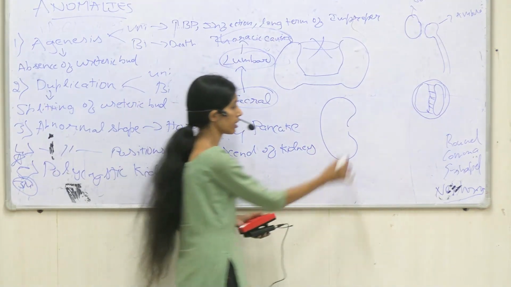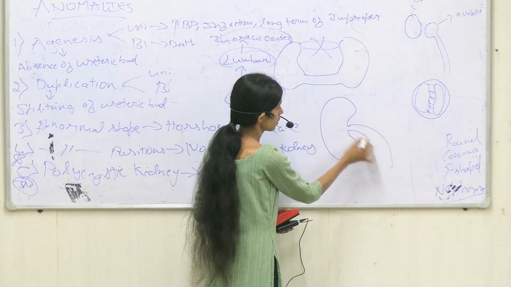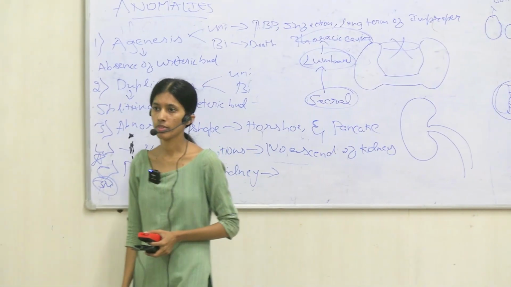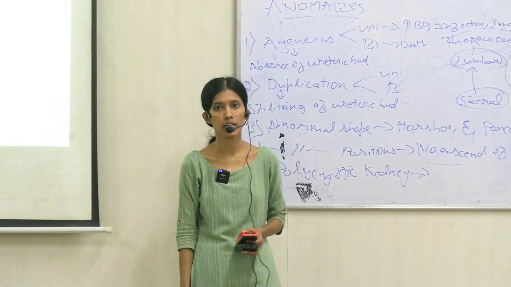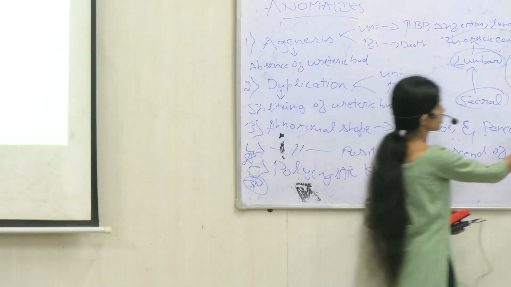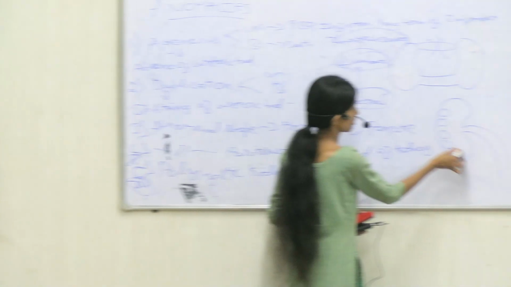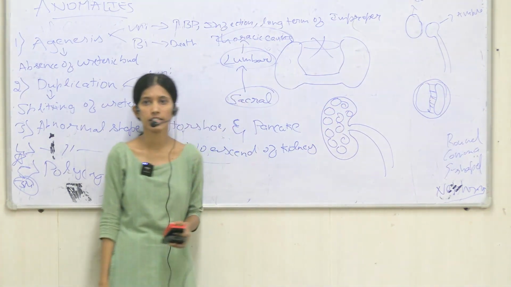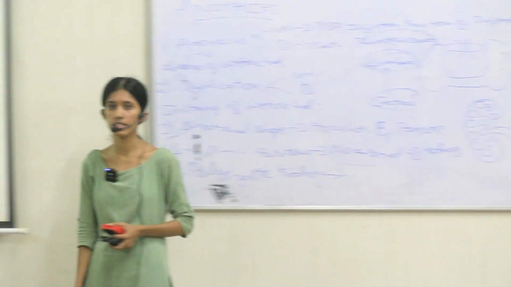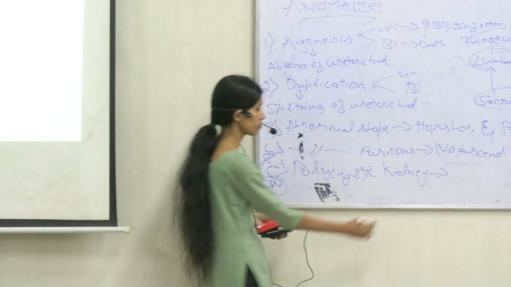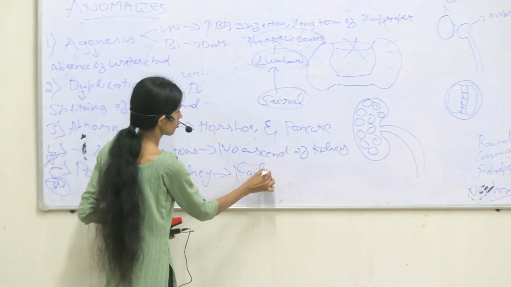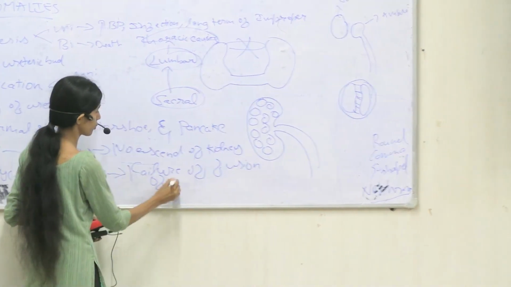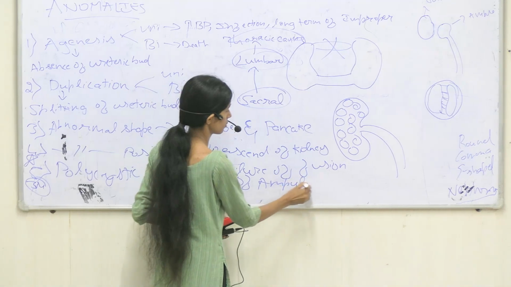This will be the kidney and this is going to be the collecting duct. So due to the failure of fusion of the ampulla and vesicle, your kidneys start appearing like this. This condition is called polycystic kidney. This is failure of fusion of ampulla and vesicle.